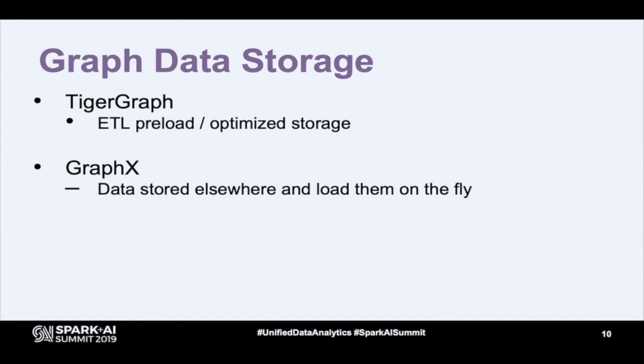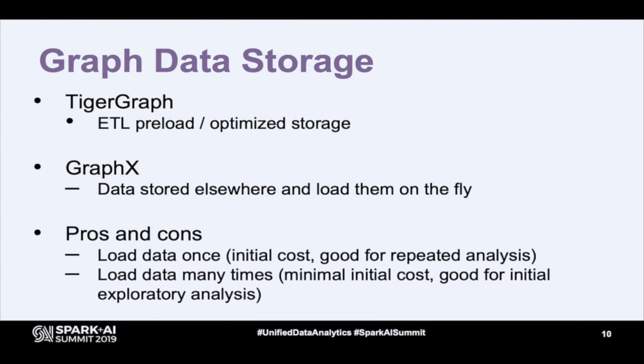TigerGraph is a native graph platform where it has its own native optimized storage. We put a lot of compression, for instance, into the data. And for that, you need an ETL load process. For instance, you need to load the data or stream the data in. GraphX is another paradigm shift where it doesn't really store the data. The data is stored elsewhere, for instance in a Hadoop file system or another relational database, and at query time, you retrieve that data on the fly.